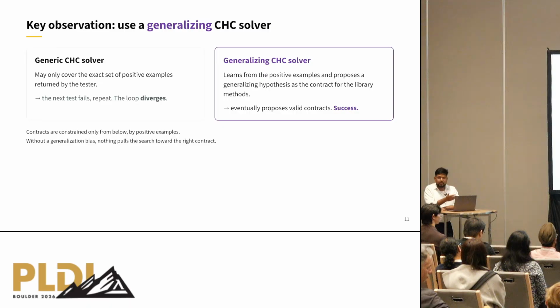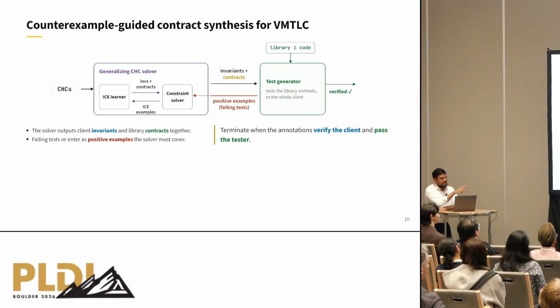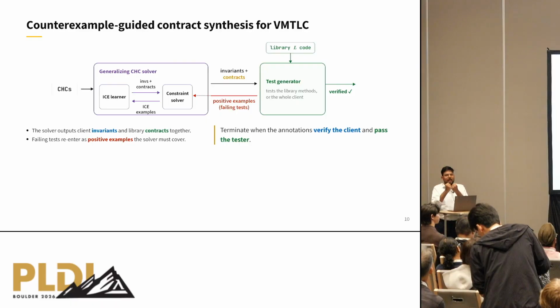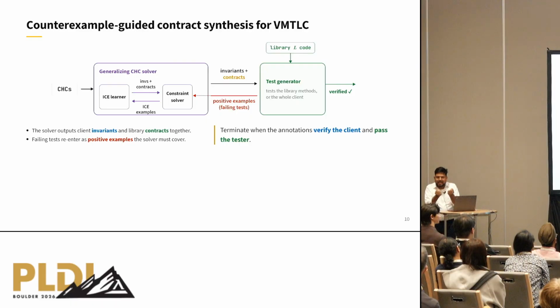And I'll show you some experiments where we tried a regular CHC solver. In our work, we implement a generalizing CHC solver using the combination of an ICE learner. This is a learner established in prior work. I'm not going to go into it during this talk, as well as a regular constraint solver. And what ends up happening is this very nice inner learning loop that happens inside this outer learning loop between the solver and the test generator itself. There are more details in the paper. I would really encourage you to look at it.